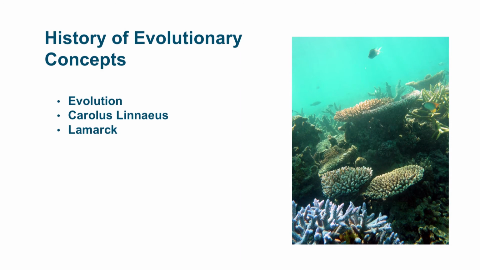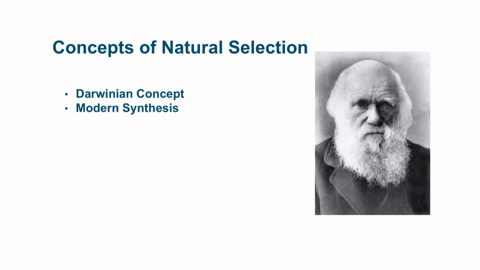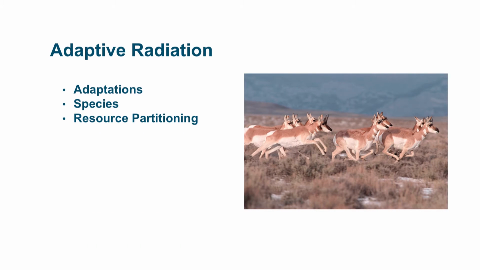In the history of evolutionary concepts, we'll talk about evolution, Carolus Linnaeus and Lamarck, who were scientists that contributed to our understanding of evolution. Then we'll talk about natural selection with Mr. Darwin and the modern synthesis. We'll get into adaptive radiation, where we'll talk about adaptations, species, and resource partitioning.